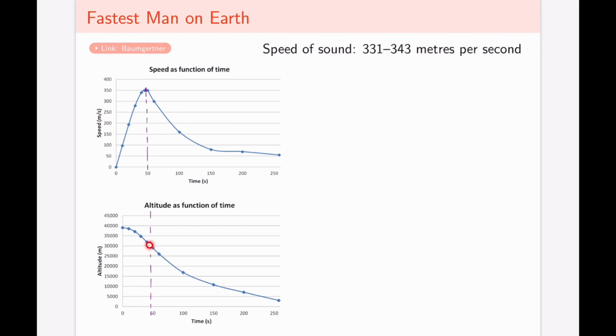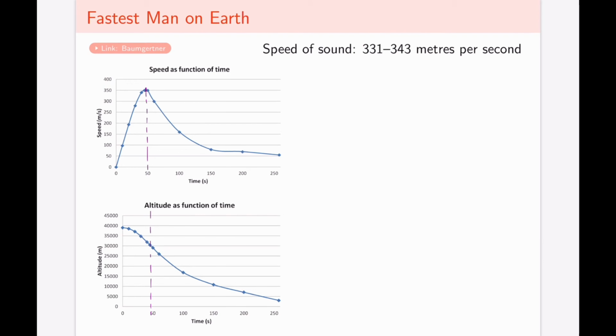What happens 30,000 meters above the surface of the Earth? 30,000 meters is about where he enters the atmosphere. With atmosphere comes air, and therefore comes drag. This is the reason behind such a dramatic decrease here. So after that, he starts decelerating, as we've just shown, towards his eventual terminal velocity.